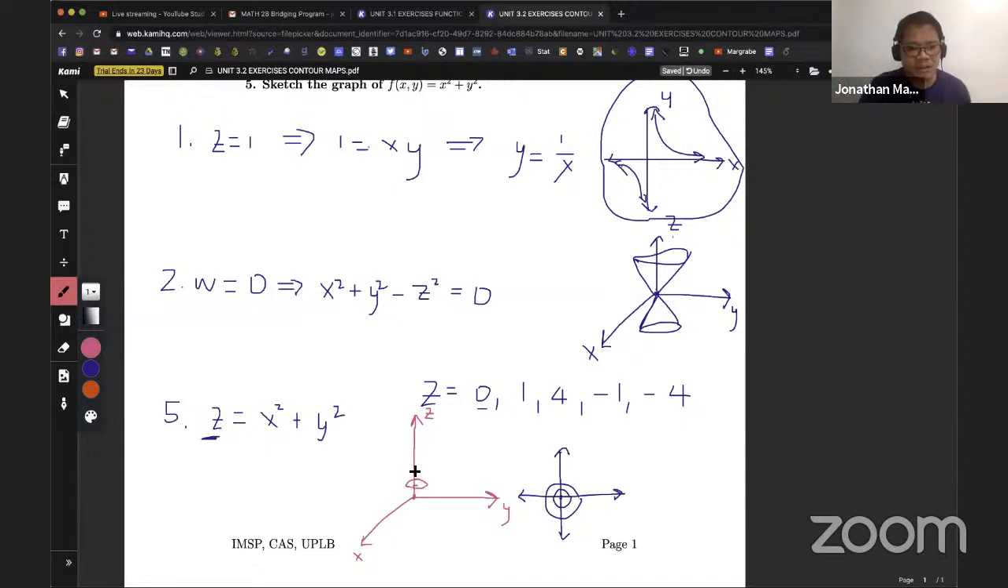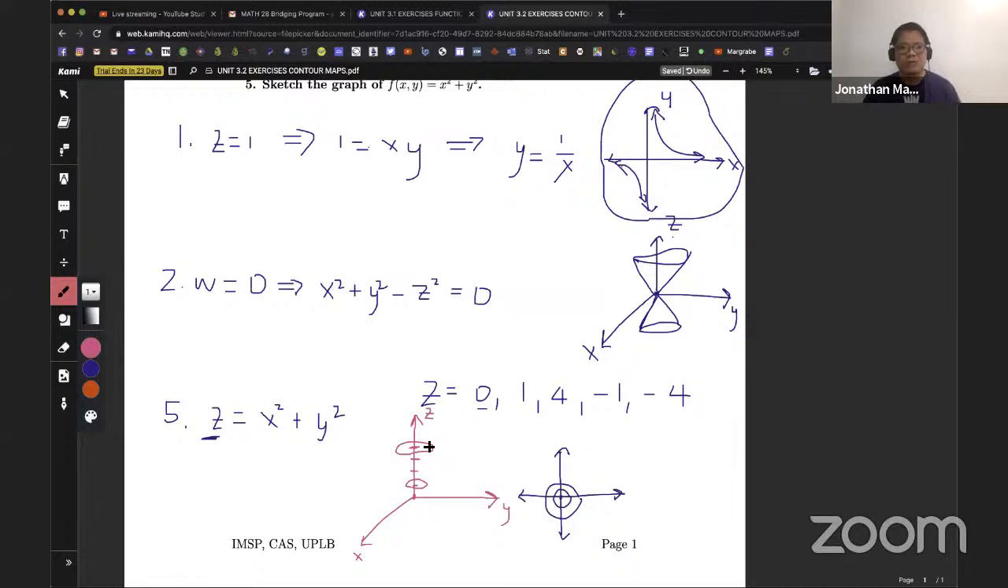Then if z is equal to 2, if z equals 4 pala yung isa, no? If z equals 4, so that is 4 units above the xy plane, the graph is also a circle of radius 2 units. Okay? So the circle is parallel to the xy plane.